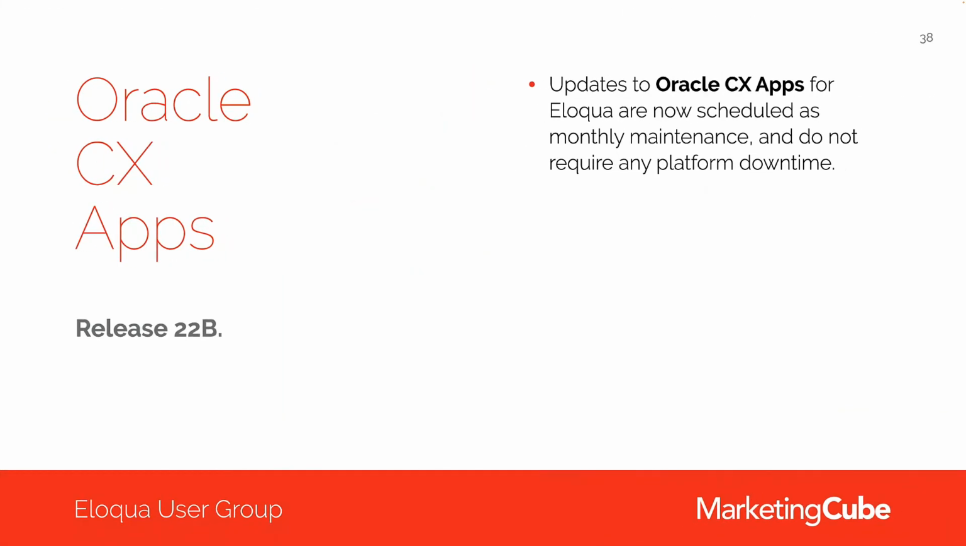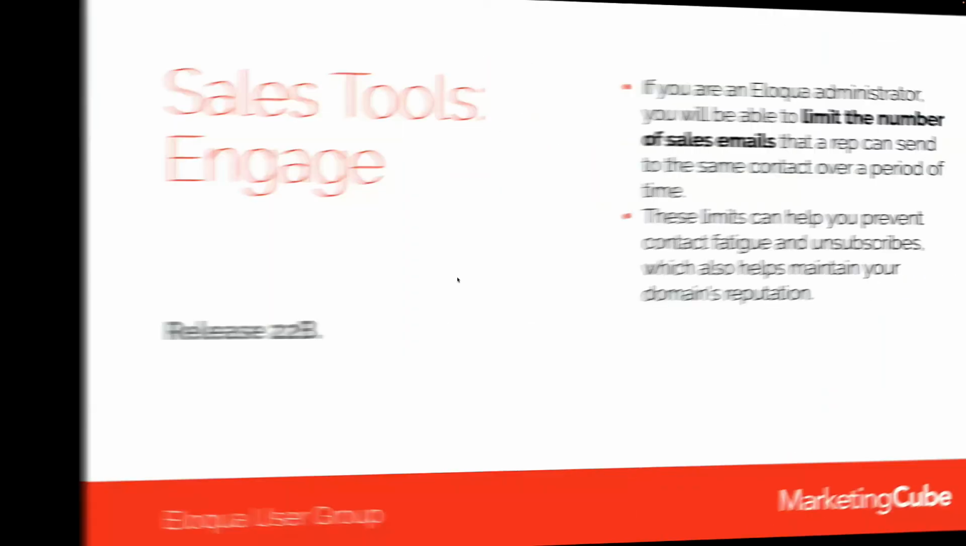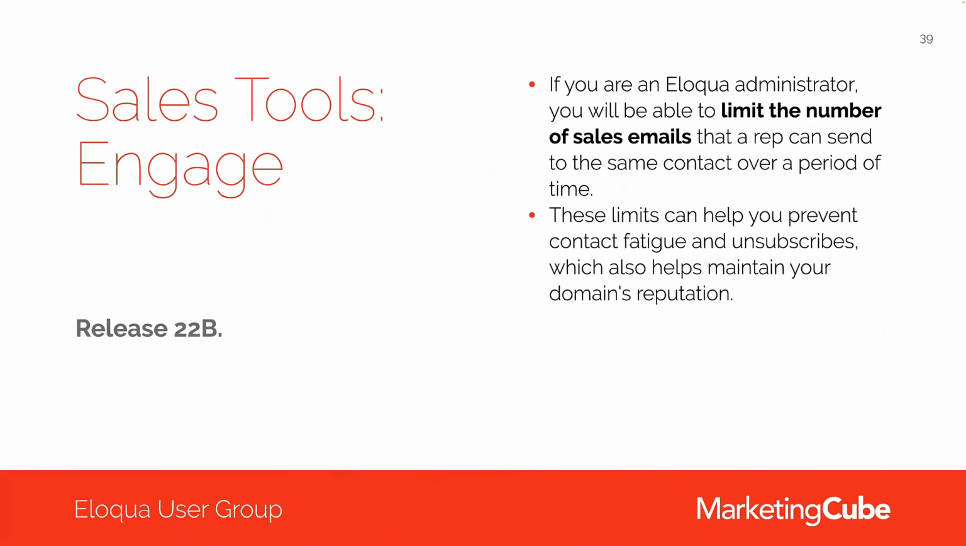The other one is more for the administrators, just for you to be aware that the Oracle CX apps for Eloqua are now scheduled on monthly maintenance. This used to be quarterly, but offset from the standard platform releases. Now it's monthly, and the nice thing is no downtime from the platform, as in Eloqua, no downtime. So that's good news. It's more of an FYI really than anything else.